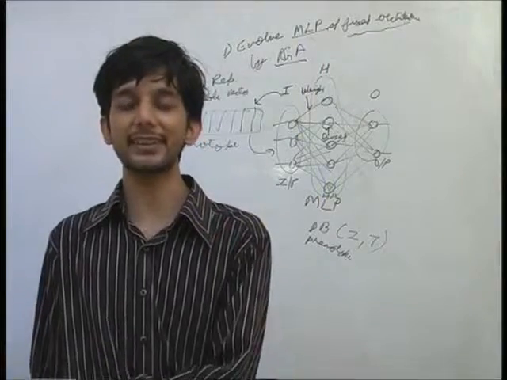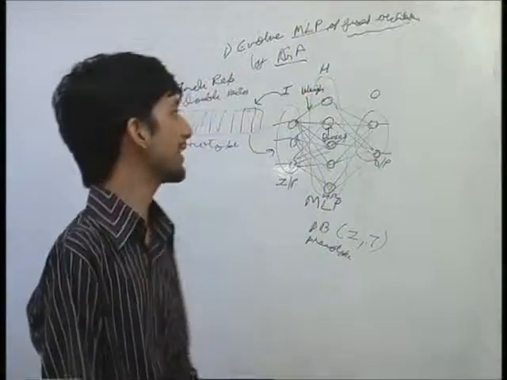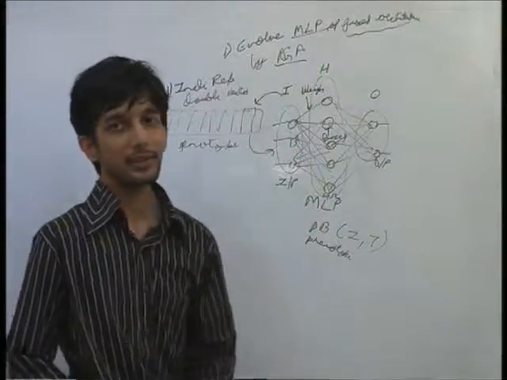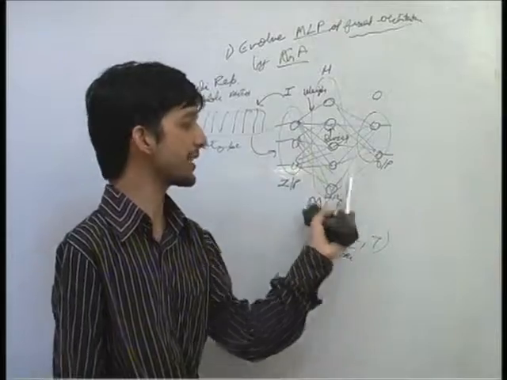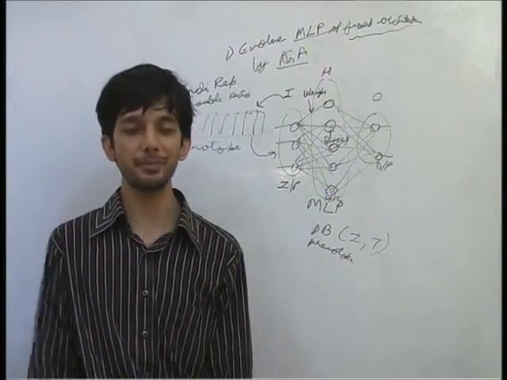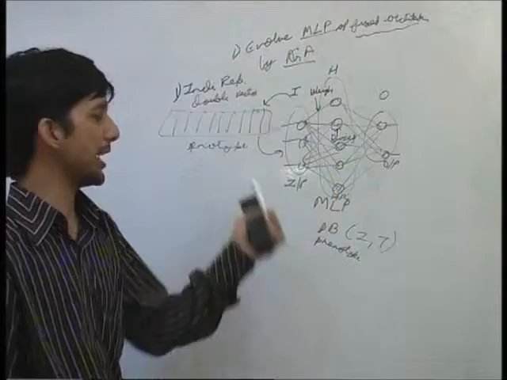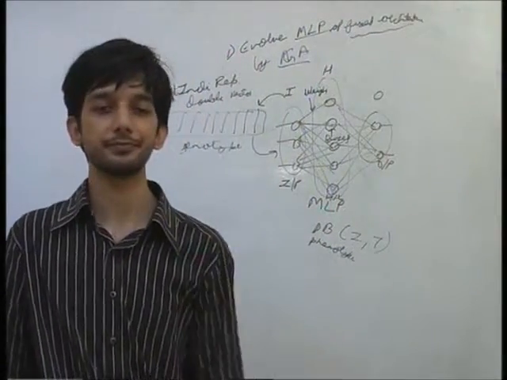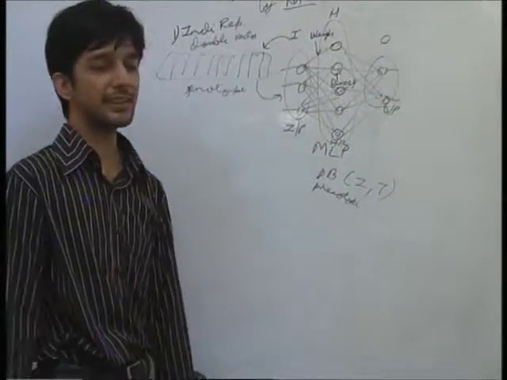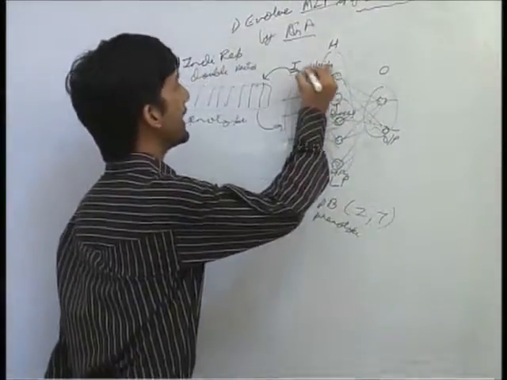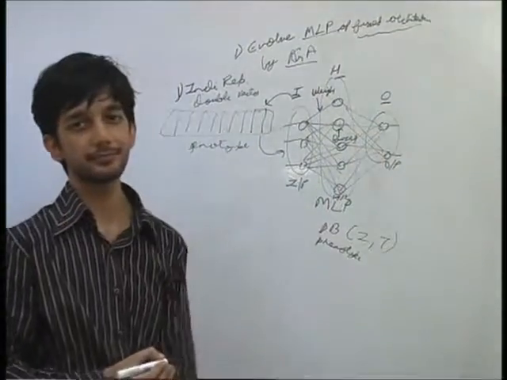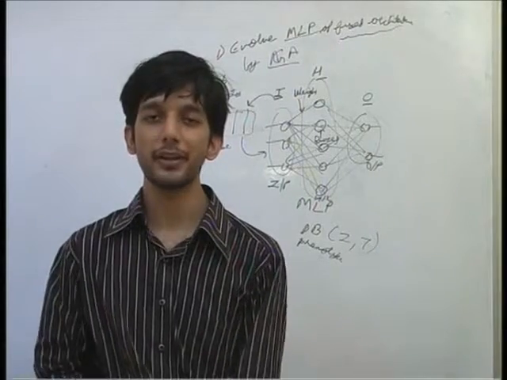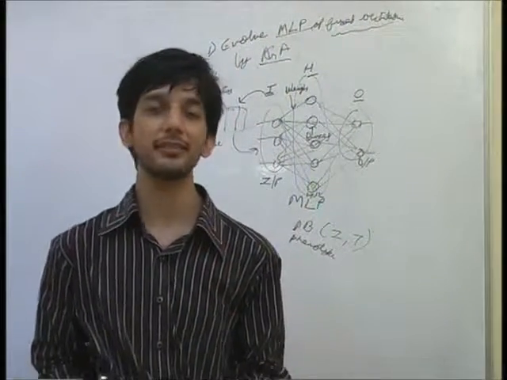So what needs to be optimized? These are the values of these weights and these biases. My genotype will only contain the values of weights and biases. I, H and O are constants.